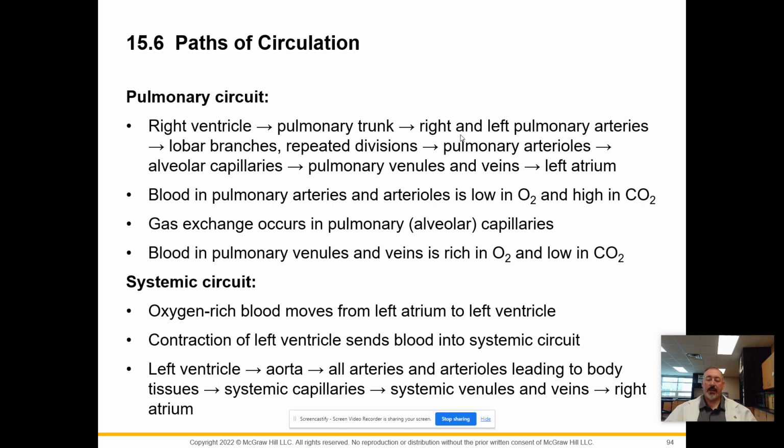So blood in the pulmonary venules and veins is going to be rich in O2, while blood in the pulmonary arteries is going to be pretty low in O2 and high in CO2.